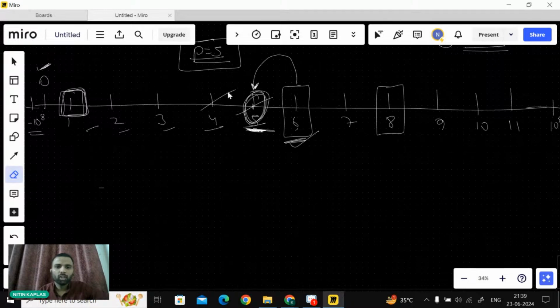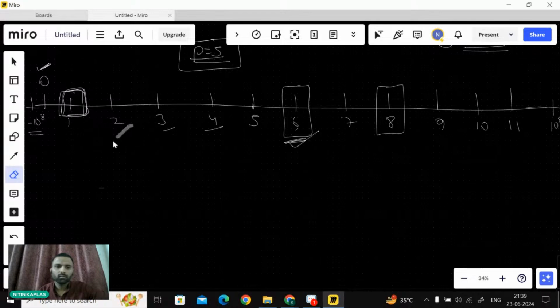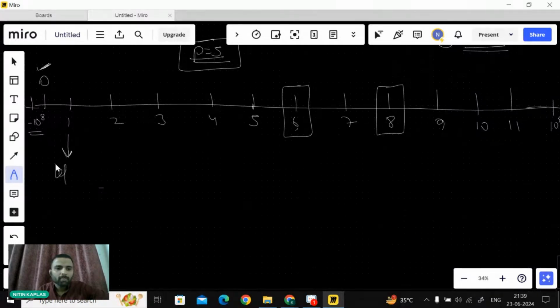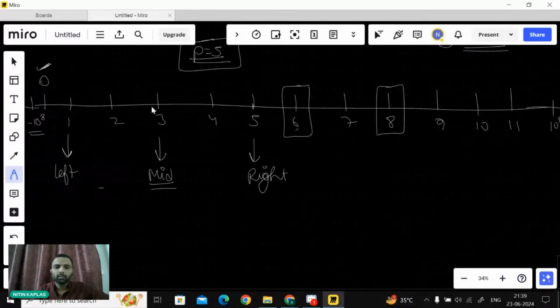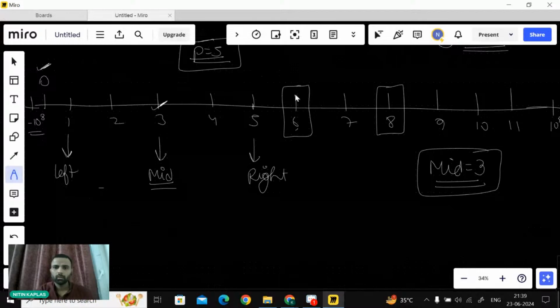Now, I know that my left is this. My right is this. So what is my midpoint? 1 plus 5 by 2, which is this. Now I have the midpoint, which is 3. Let me write here 3. It means that if you are here, you can find till mid: 1, 2, 3.